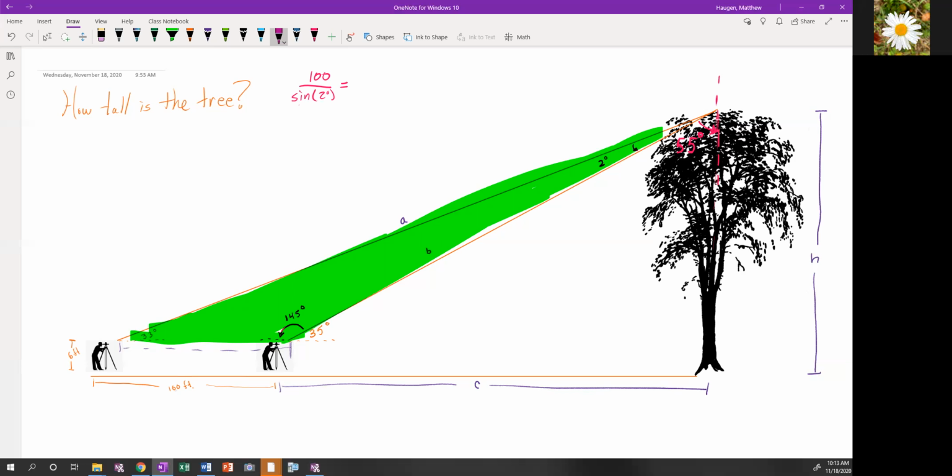Okay, then I would do 145 degrees. And the sine of the 145 degrees, and then A, because it's the opposite. Yeah.